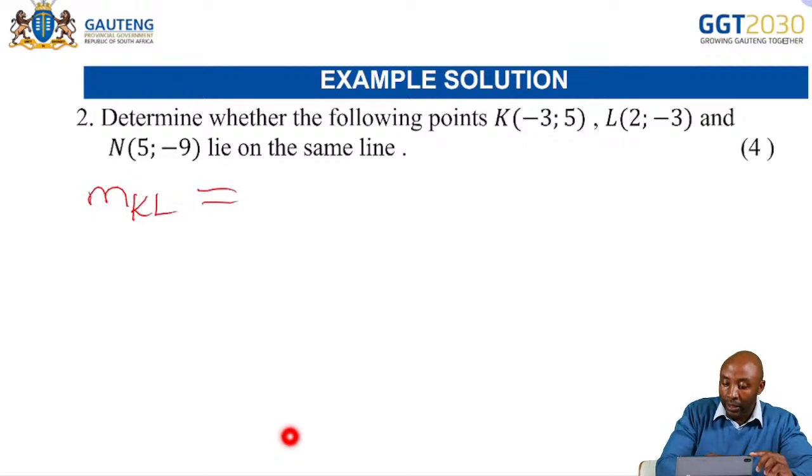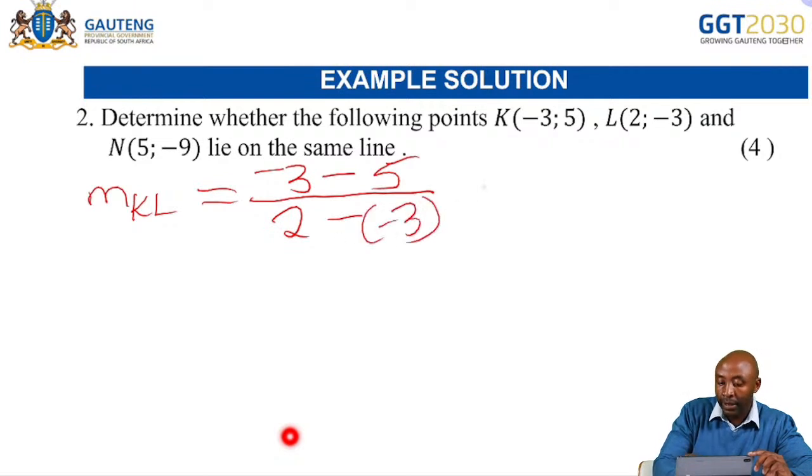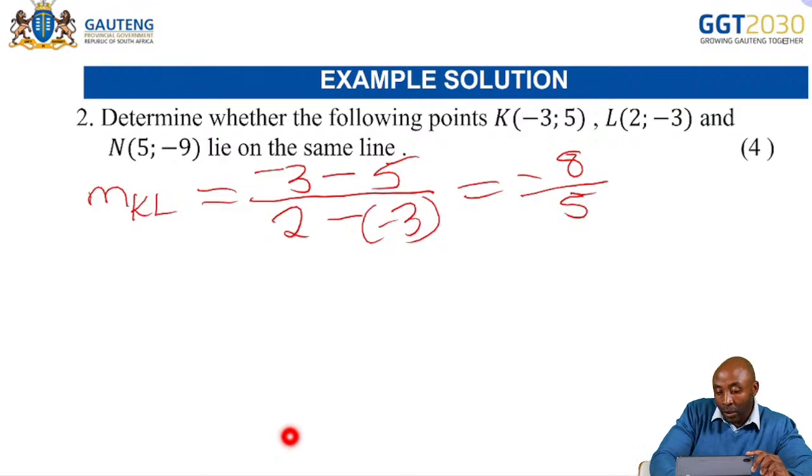So I'll start with the coordinates of L. My y value at L is negative 3 minus the y value at K, which is 5, over the x value at L is 2 minus the x value at K, which is negative 3. And then this will give me a gradient of negative 8 over 5. I then have to take another line segment.